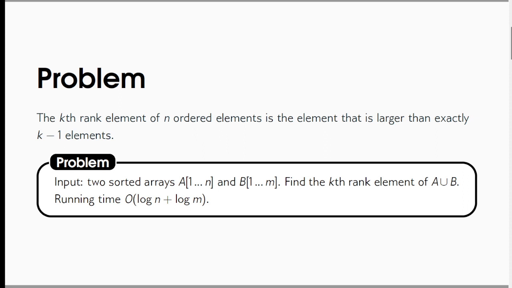I say the kth rank element of n ordered elements is the element that is larger than exactly k minus 1 elements in the set. This is just another way to define the kth smallest element. In this problem, we are given two sorted arrays A of size n and B of size m, and the goal is to find the kth rank element in A and B. The goal is to have the running time in the order of log n plus log m.